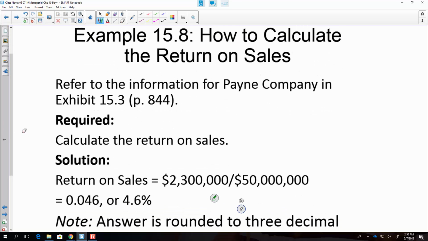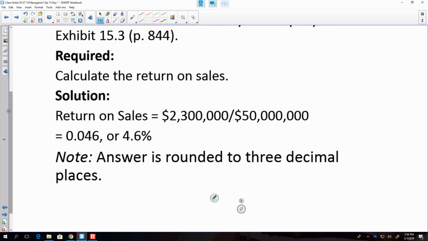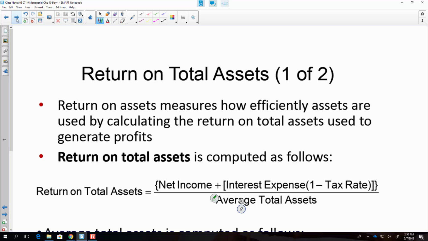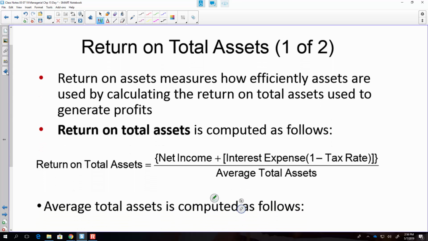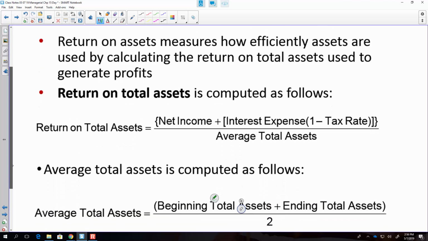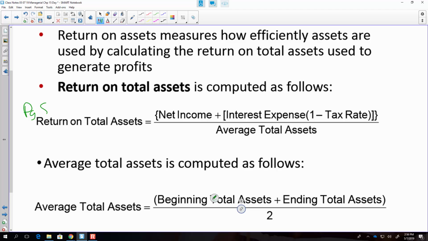Example 8 is our exercise example. This is on page 856 as well. Shows the 4.6 cents to every dollar of sales is earned. That's the profit on every dollar of sales. So that's an easy one to do. Return on assets. This is probably your more complicated one because of the top number. So what this is trying to measure is how much money are we making on our assets.